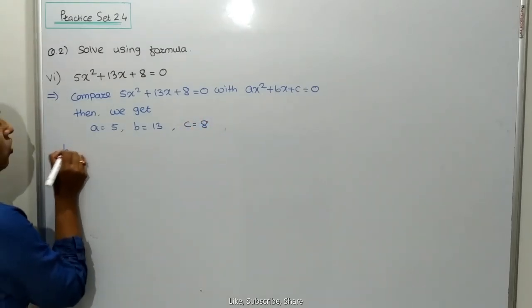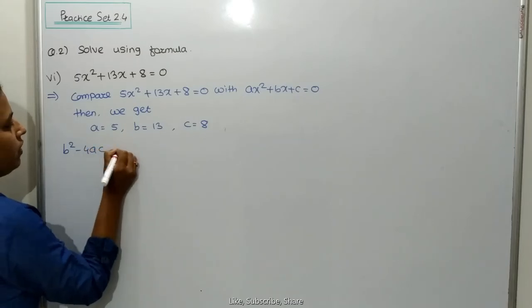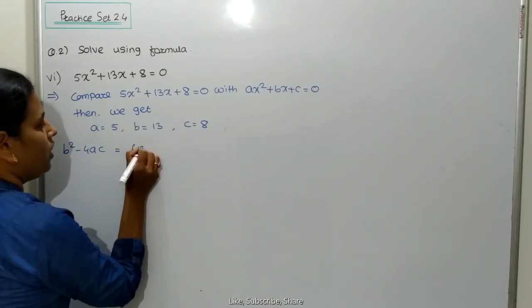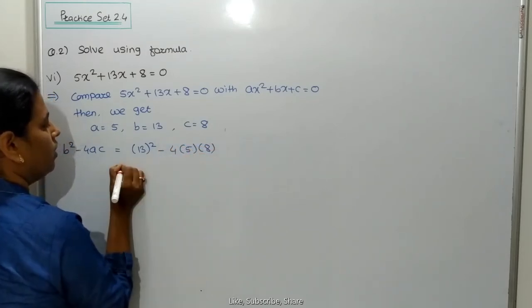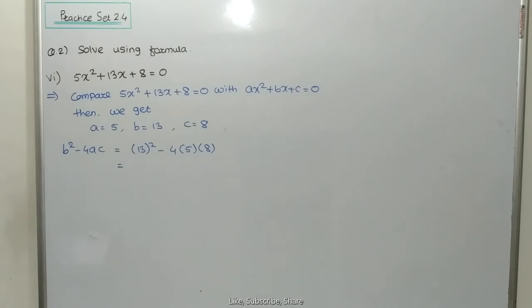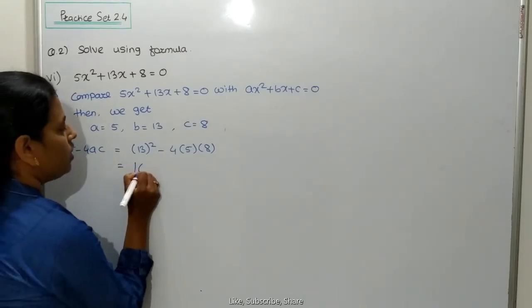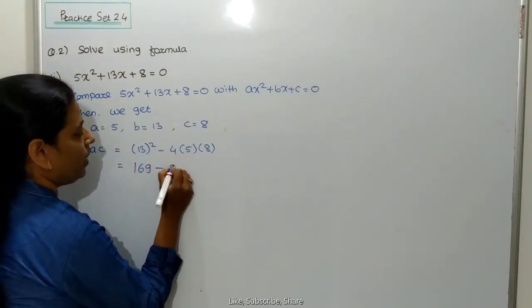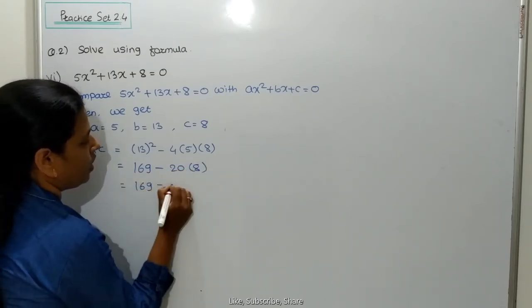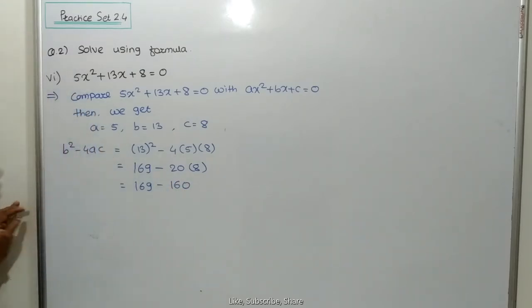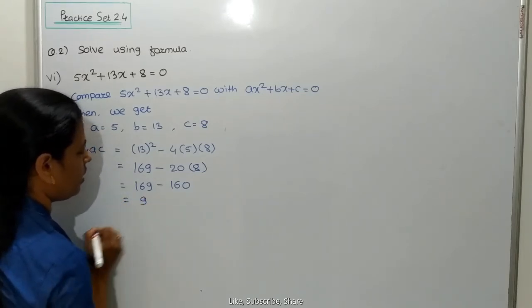Now calculate b square minus 4ac. Okay, put the value of b here, 13. 13 square minus 4 into 5 into 8. So what is the value of 13 square? That is 169. Okay, 169 minus 4 fives are 20, into 8. Then 20 into 8, that is 160. So what is the remaining here? That is 9 itself. Okay.